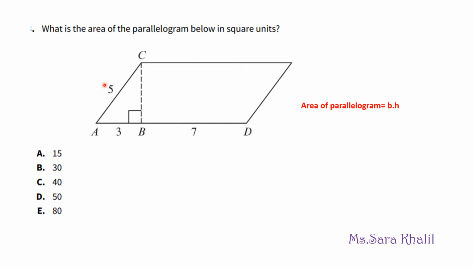This is not the height, of course. It should be the perpendicular height. How will you find the perpendicular height? You can find it by Pythagorean, root of 5 squared minus 3 squared, or you can simply memorize that there's a special right triangle in which the legs are 3, 4, and the hypotenuse is 5. Now that you have the base as 10 and the height as 4, the area of this parallelogram is 40.